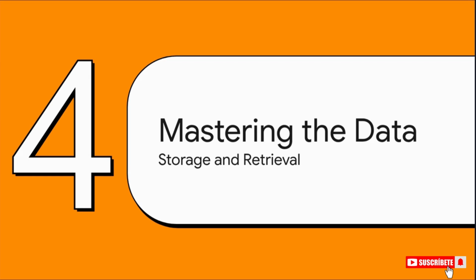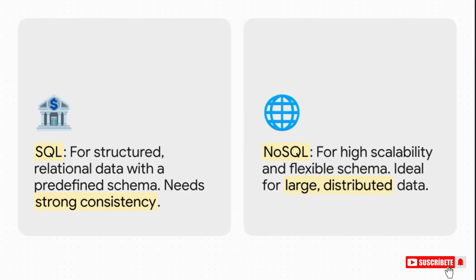Let's look at how systems store, find, and manage data at a massive scale. The first big choice you have to make is your database type. SQL databases are kind of like highly organized spreadsheets. They demand structure, and they're perfect for things like financial transactions where consistency is everything. NoSQL databases, on the other hand, are more like a collection of different documents. They're flexible, super fast, and built for the kind of massive, messy data you'd see on a social media feed.